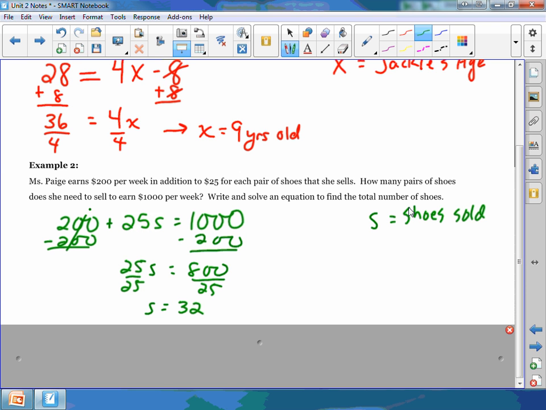So she's going to need to sell 32 pair of shoes every week in order to make that goal she has set to be $1,000. Now, depending on how often she works that week, I would say that's pretty attainable, 32 pairs of shoes. I'm sure they could do that.